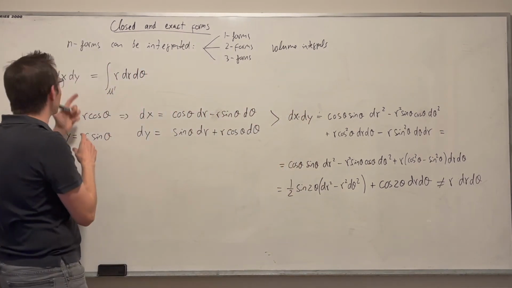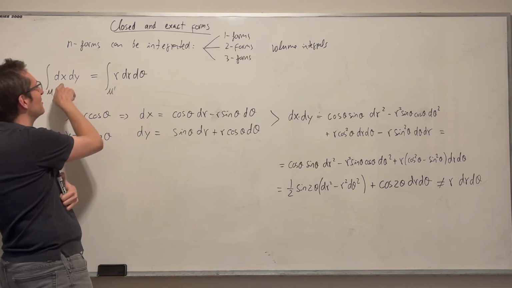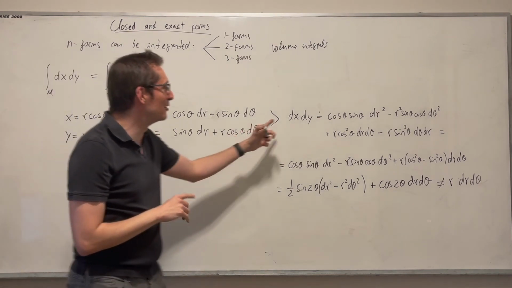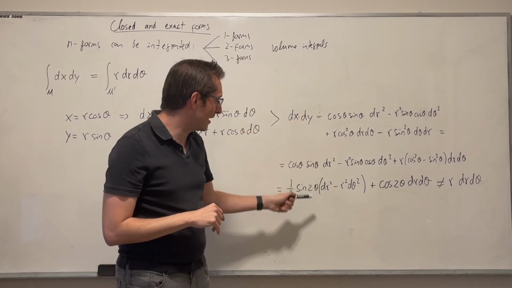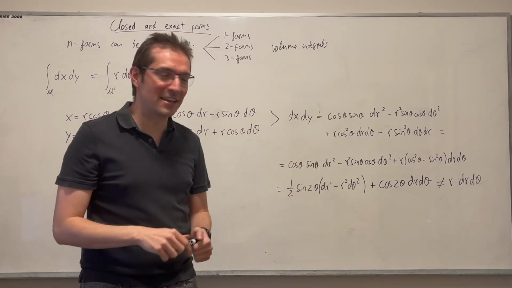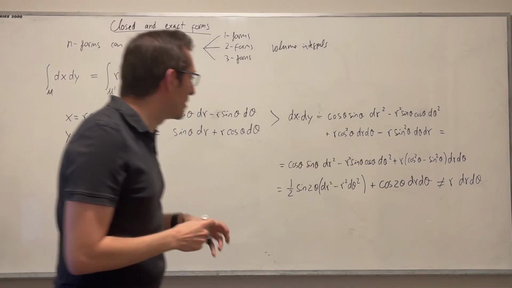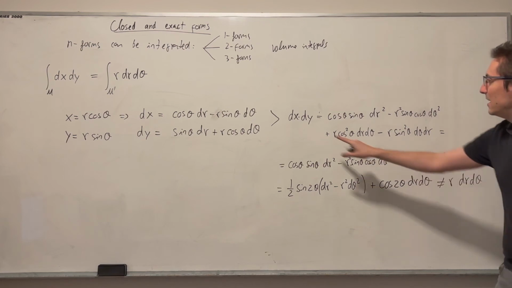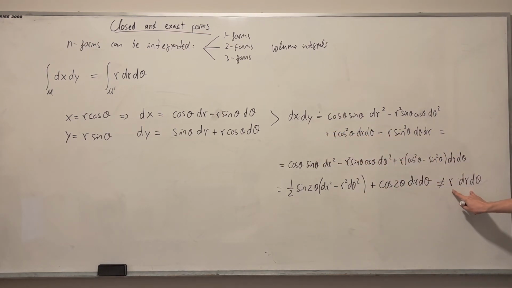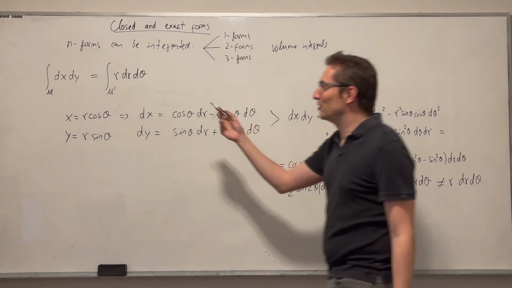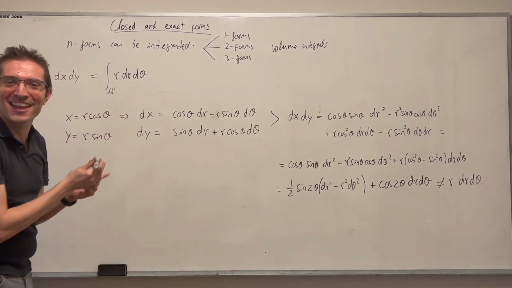Now, if I multiply, as this notation seems to suggest, the multiplication, dx times dy kind of thing. If I multiply the two, what do I get? Well, I get this expression. And this expression is nothing like, this is the important bit, dx dy is certainly not r dr d theta. So then, what the heck are we doing here?